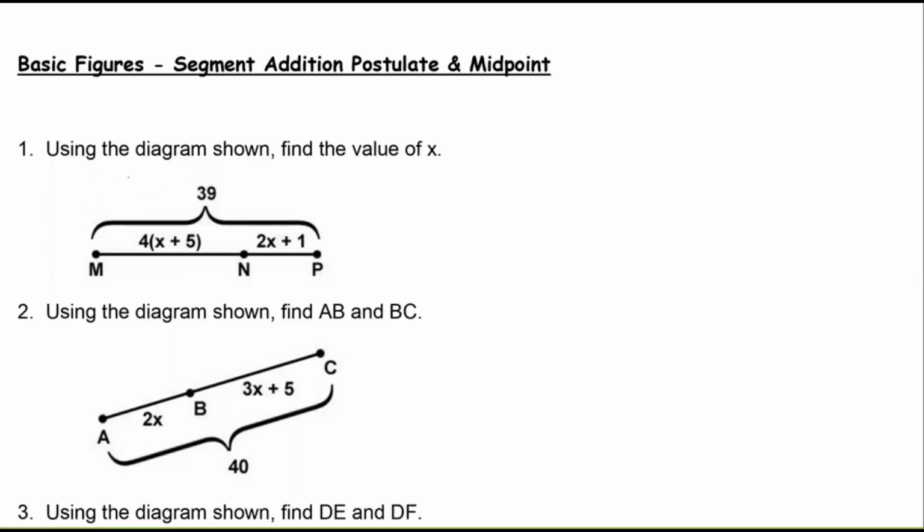Well, the easiest way to do it: we want to find the value of x. Now to find the value of x, I know that from here to here plus from here to here is equal to 39. So we just set it up that way. So we're going to do 4(x plus 5) plus 2x plus 1 equals 39.